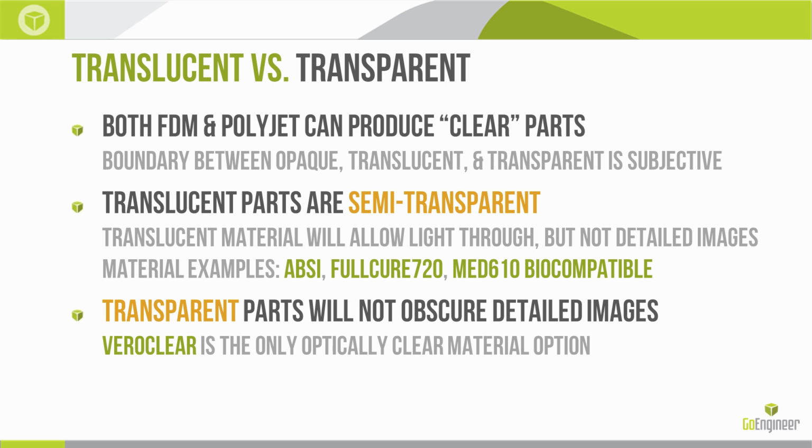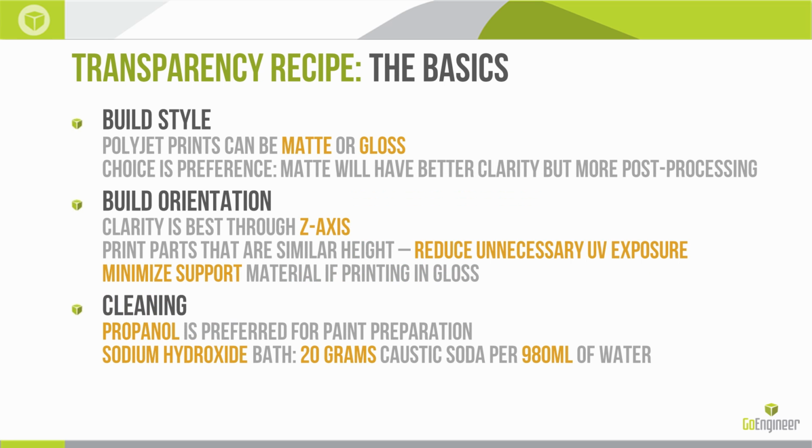Something that's transparent is going to allow enough light through that you could actually see detailed images, words, and writing through the part. So I put together this transparency recipe, and just like any other recipe I've tried to follow in my lifetime, you don't have to follow it verbatim. So the basics are going to be things that you would do before the part is even really created. It's going to be, how are we building the part? What style are we choosing in the Objet Studio software?